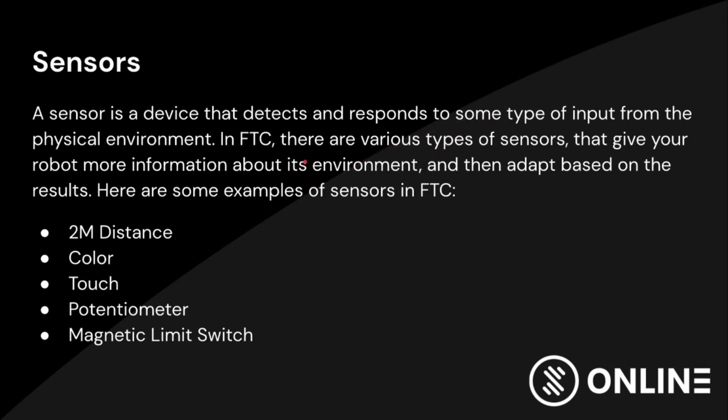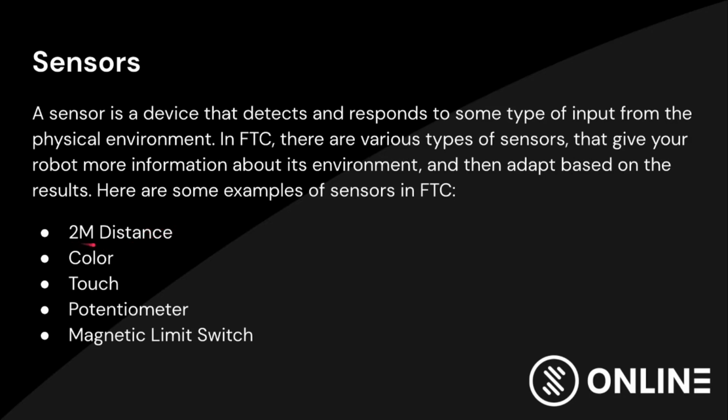So we're going to talk about sensors now. A sensor is a device that detects and responds to some type of input from the physical environment. In FTC, there are various types of sensors that give your robot more information about its environment and then adapt based on those results. So here are some examples of sensors in FTC, and these are some of them that REV offers. REV Robotics is one of the FTC providers that you can get parts and electronics from.